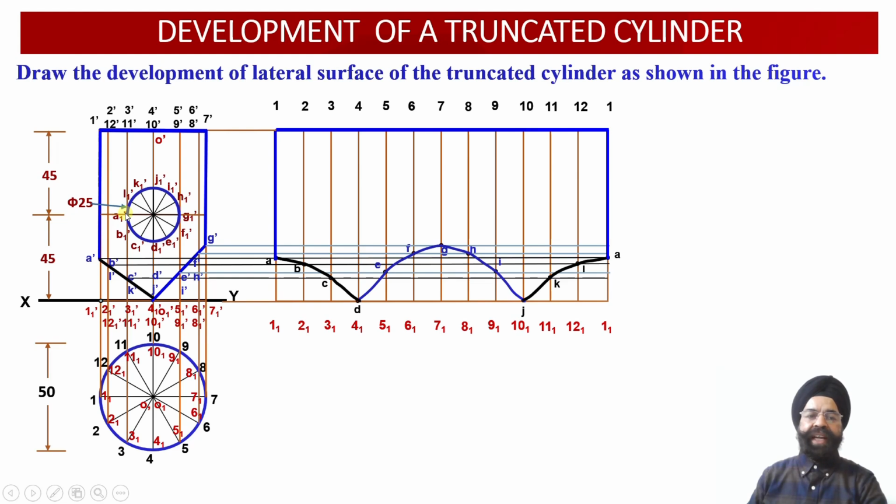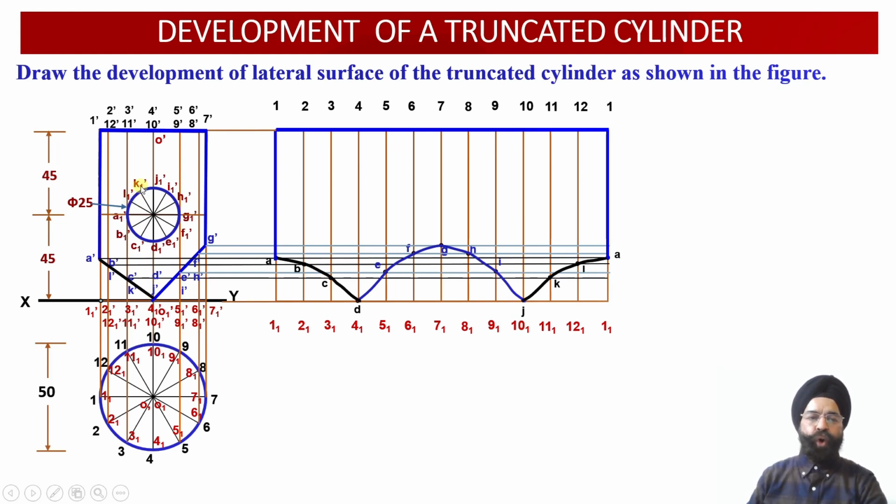The point A1 dash is coinciding with the vertical generators 3-3' and 11-11'. Similarly, this point G1 dash is again coinciding with 5-5' and 9-9'. Similarly, these 2 points corresponding to the circular hole, J1 dash and D1 dash, are also coinciding with 4-4' and the vertical generator 10-10' over here.